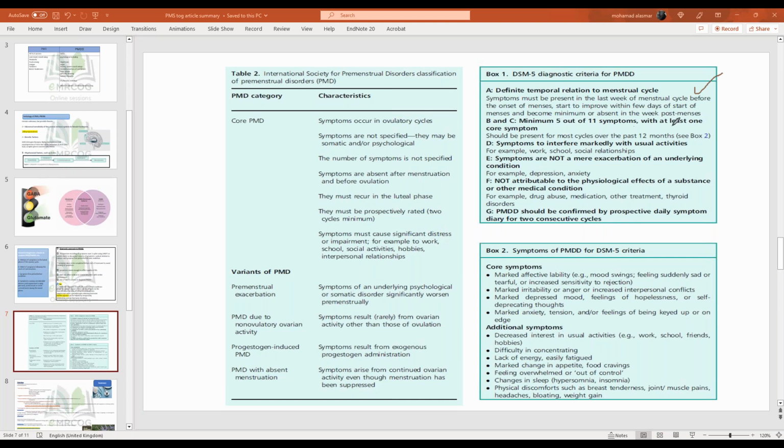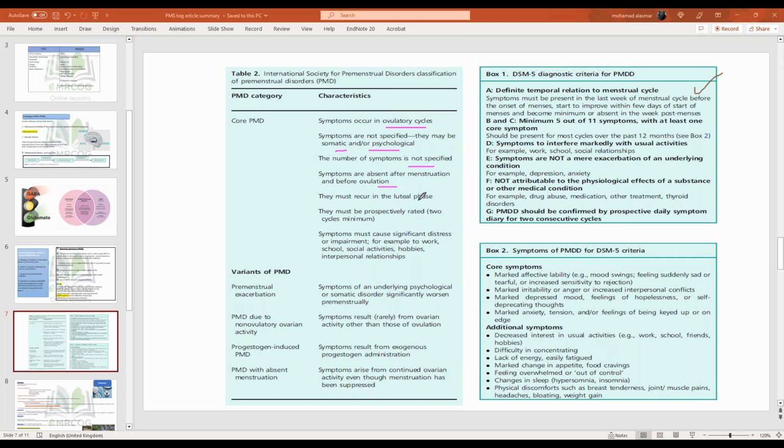Okay, B and C is a minimum of 5 out of 11 symptoms, which includes at least one core symptom. The core symptoms here, as you can see, occur in the ovulatory cycles. Symptoms are not specified; they may be somatic or psychological. The number of symptoms is not specified. Symptoms are absent after menstruation and before ovulation, of course.